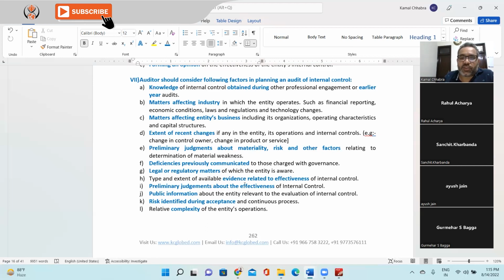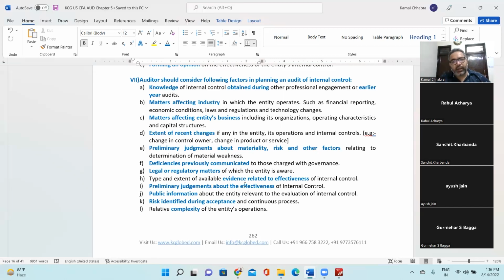Fifth is preliminary judgment about materiality, risk, and other factors relating to the determination of material weakness. How do you determine the material weakness? For that, you will be having a calculation of materiality, similar to the materiality calculation which you have learned in chapter 3. Do you remember how we have calculated materiality? Yes? No? What are the factors that affect materiality? Yes, no? Why so silent?